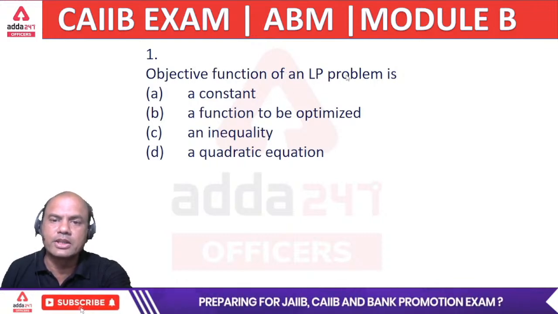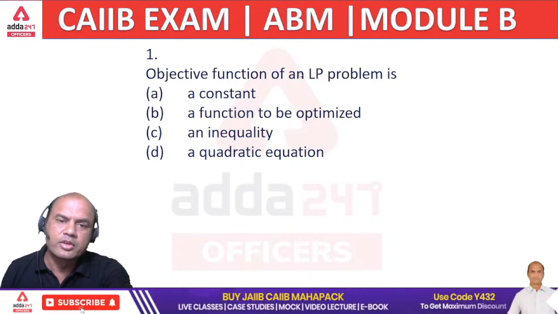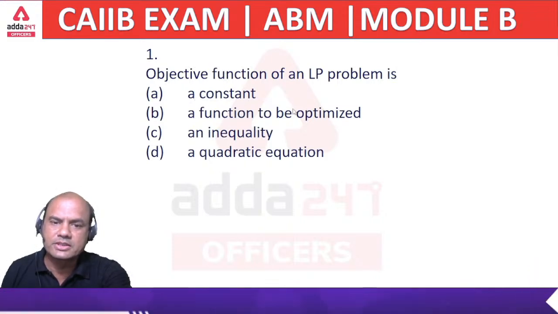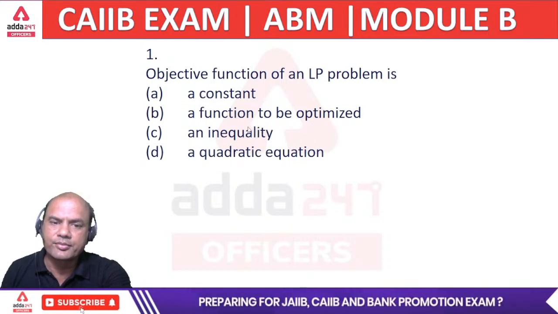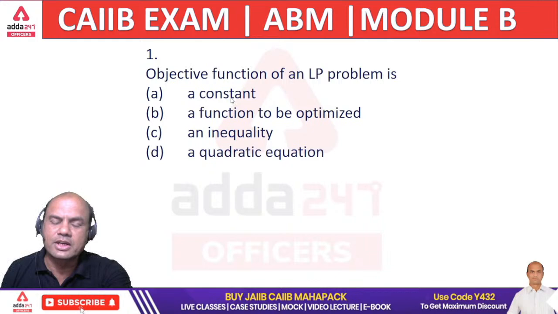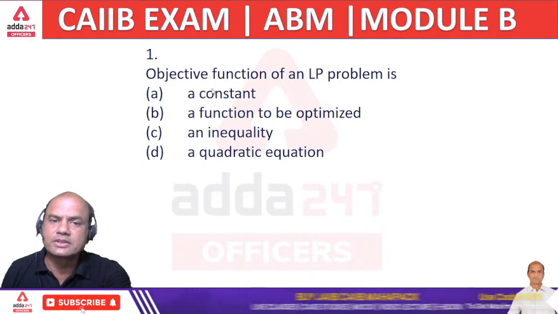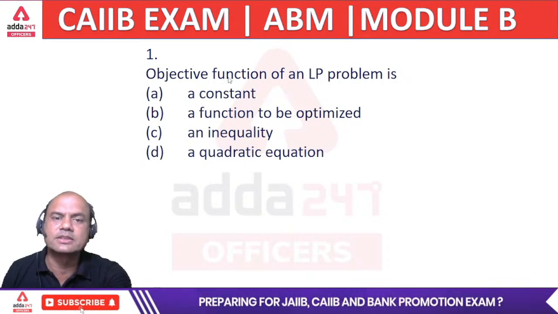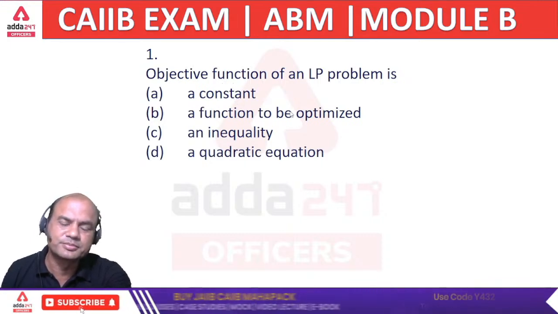Objective function of a linear programming is: A, a constant; B, function to be optimized; C, an inequality; or D, a quadratic equation. Now I'll give you 10 seconds and you have to answer it. I'll give the answer and explanation later. Okay, your 10 seconds starts now. So start immediately.